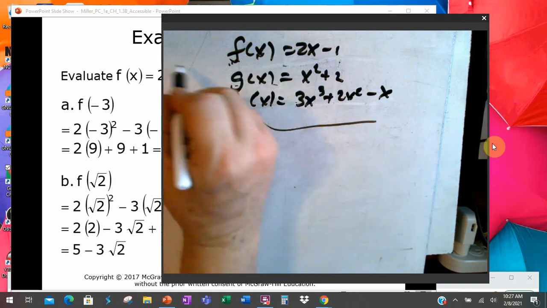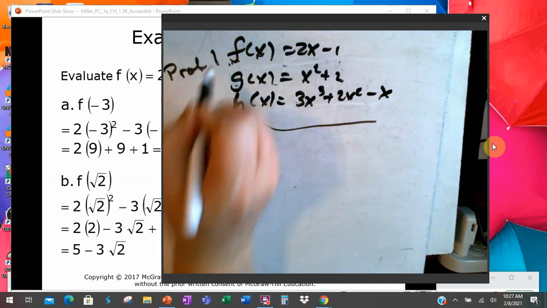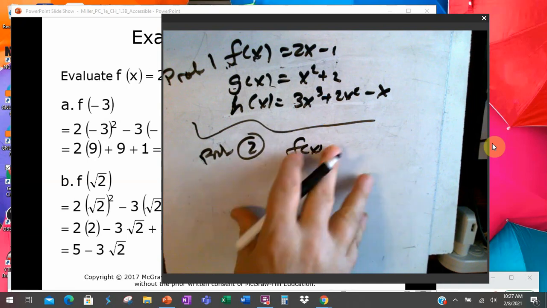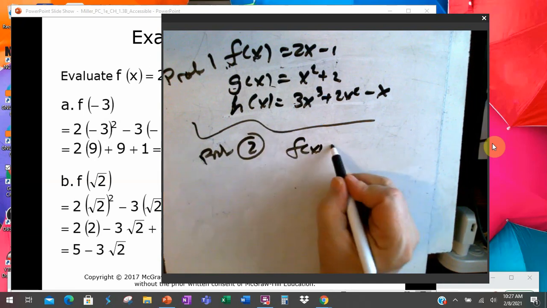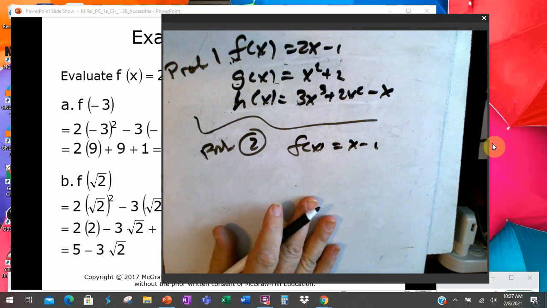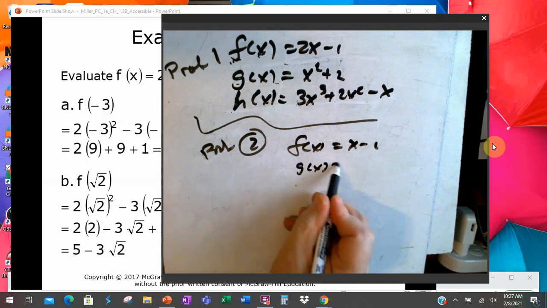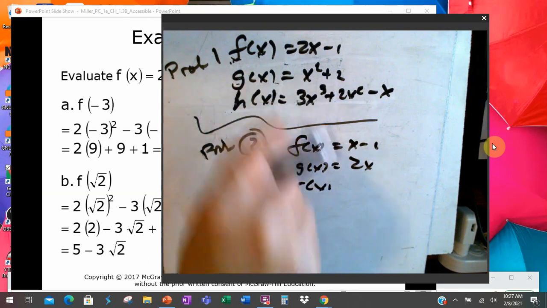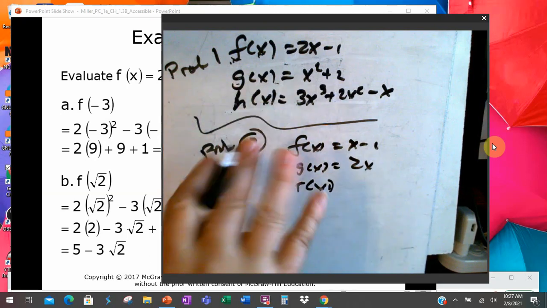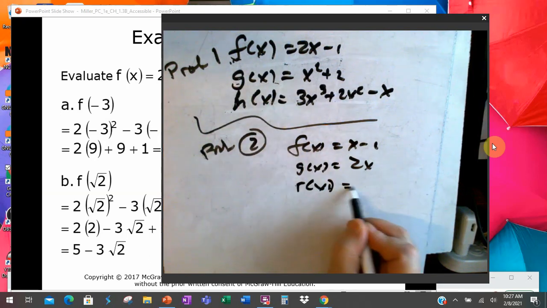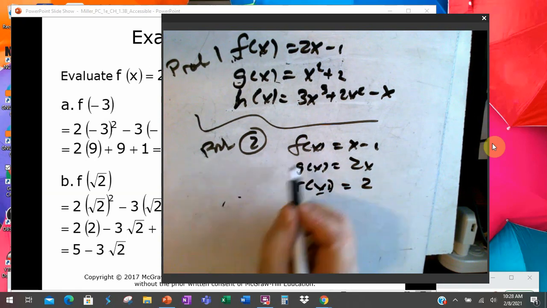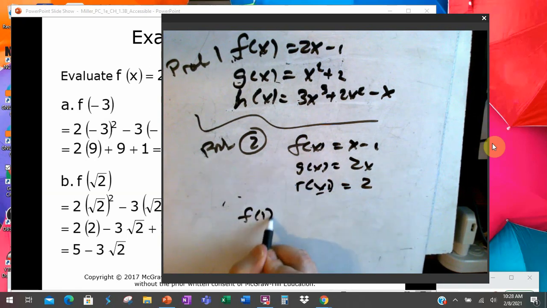Now I could go back, this would be problem 1, and then for problem 2, I can say f of x, for this analysis, you're going to use x minus 1. g of x is 2x. r of x. I can have h of x here and r of x down here, and not even have one thing. So I could have a mix, where r of x is equal to 2, the constant function. And then I'm going to refer to find f of 1. What is the value of this function at 1?